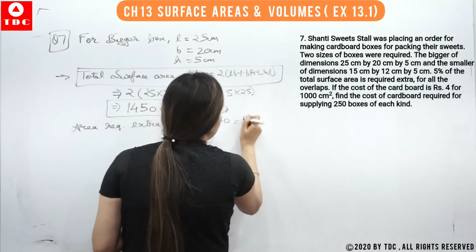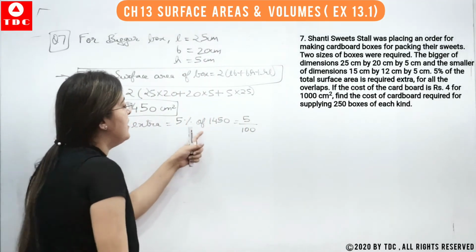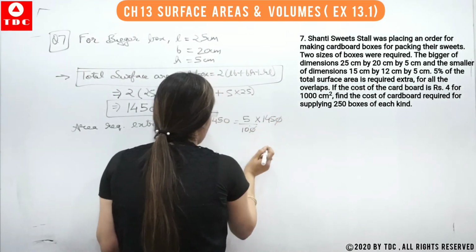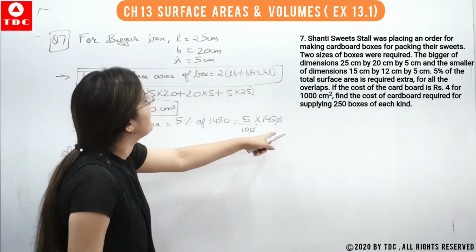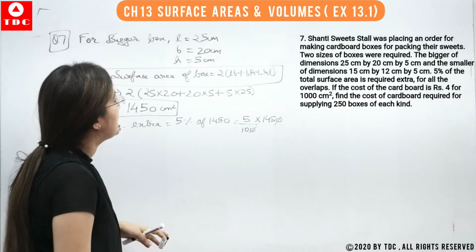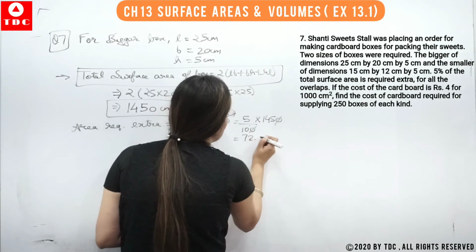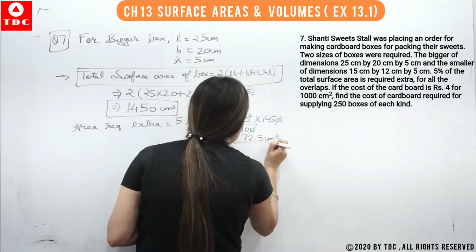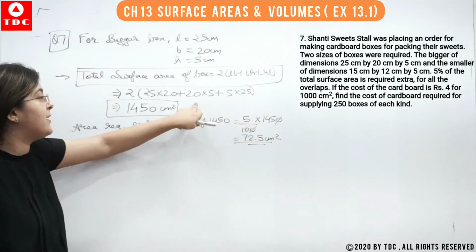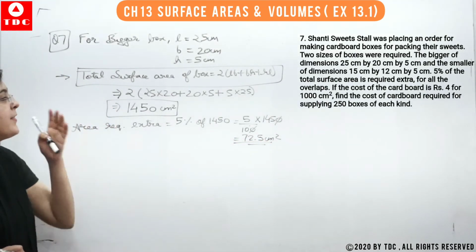How to calculate it? You will remove the percentage sign. In place you will write upon 100. Of you will write into 1450. Okay, then multiply 5 into 145. Put a point from back. Okay, how much will you get? 725. Put a point. You will get 72.5 centimeters square. So this area you are requiring extra. It is given in the question that of the total area, 5% area is required extra for the overlaps.